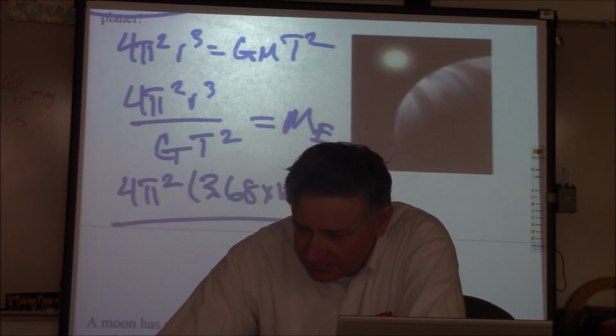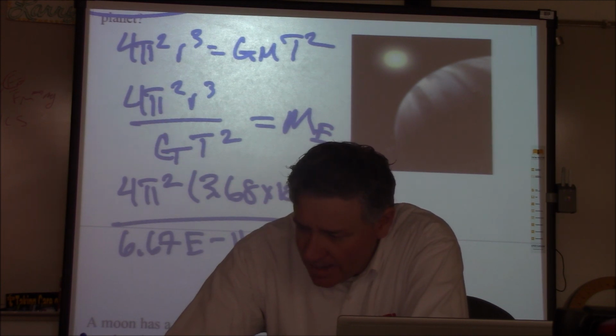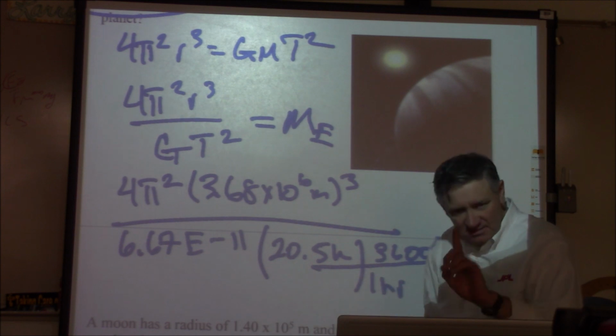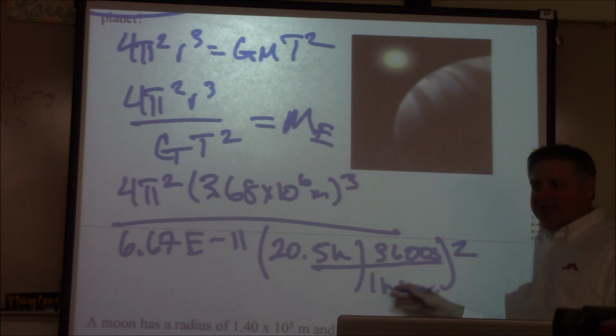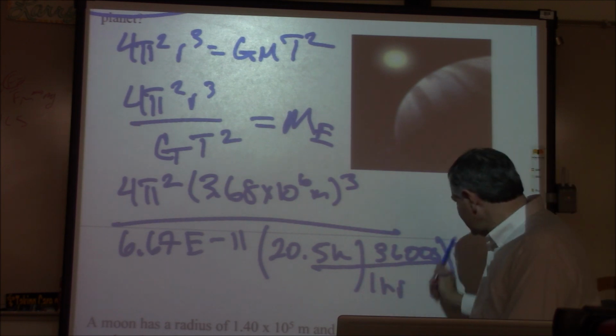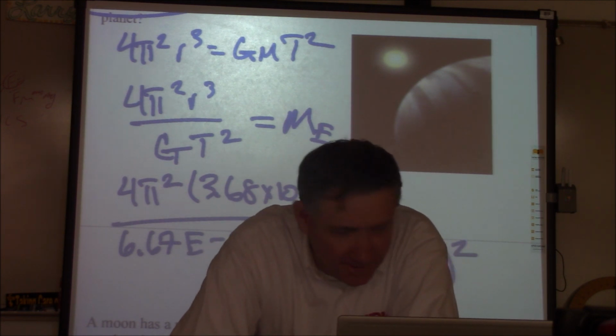Now, I've got G, 6.67 e to the negative 11th. Now, I'm going to take the 20.5 hours, and 1 hour is 3,600 seconds. And then I'm going to square that. Don't forget that this is t squared, okay? Because I've seen this happen. You get so excited that you converted hours to seconds. It was like, oh, gold star for me. Cool, I converted hours into seconds. But then you forget the square. That's the other thing that's going to go south.